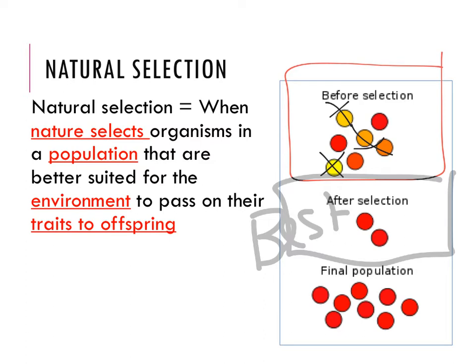Now it says final population. You'll notice they're all red. Well, we should ask ourselves why. The ones that died off, that weren't very suited for the environment, can they pass on those traits of being orange and yellow to their offspring? No, because they're not going to have kids. So what's happening is the red ones survive, and then they pass on those traits of being red to their children, and eventually everyone is going to have that trait.